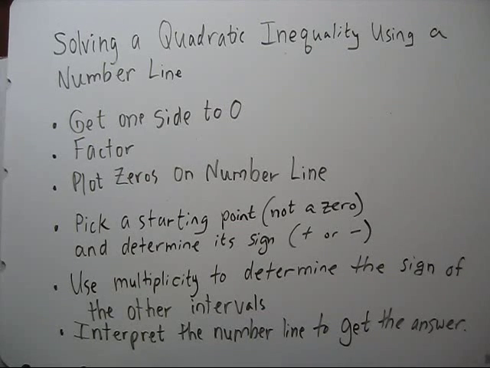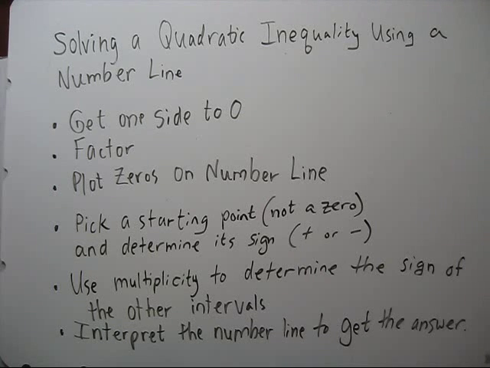This is how to solve a quadratic inequality without having to graph it. First you get one side of the inequality to 0, then factor it. Plot what makes each factor 0 on a number line.